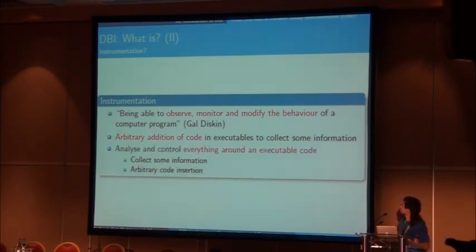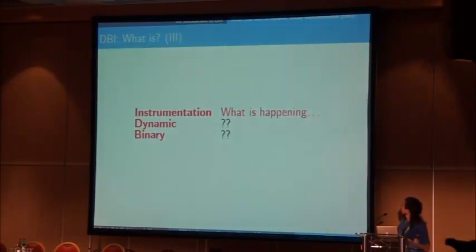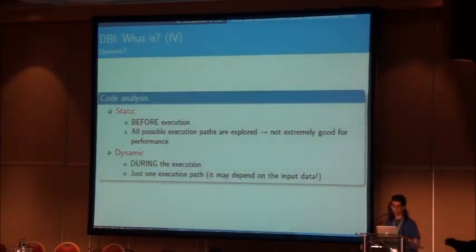So instrumentation can be defined as analyzing and controlling everything around a binary code, an executable code, by means of collecting some information and adding some arbitrary code during the running of the executable. So instrumentation means seeing what is happening, okay? What about dynamic? We have two kinds of code analysis. Either static, that means that we are going to analyze the code before the execution. In this case, we are analyzing all the possible execution paths of our binary. So this is not extremely good for the performance. The more paths you have, the more time you will spend, so not so good.